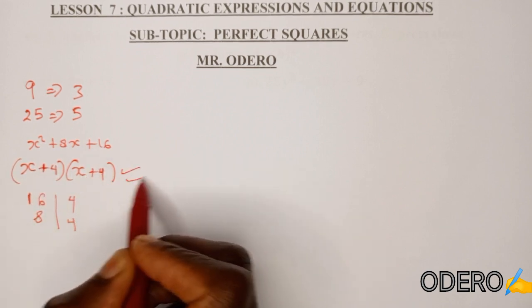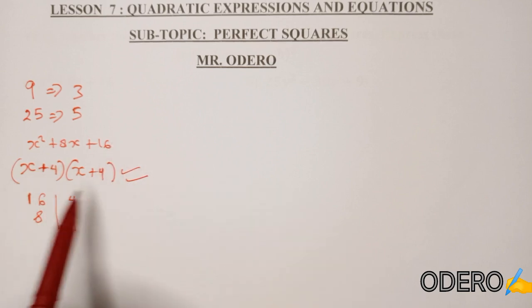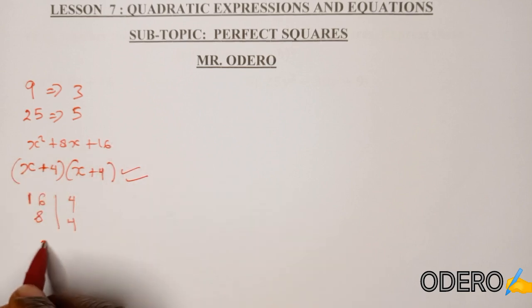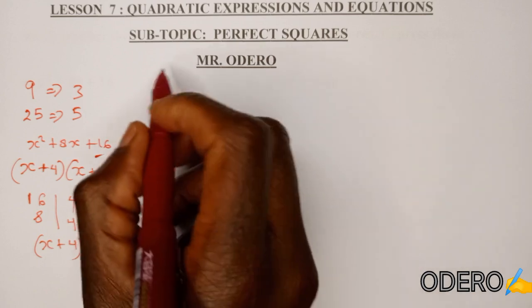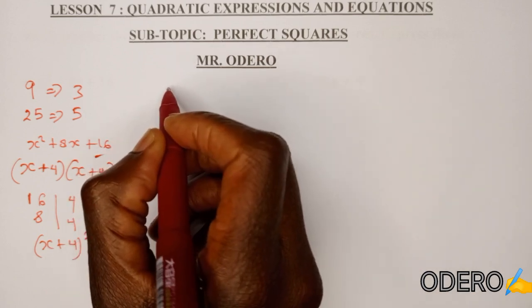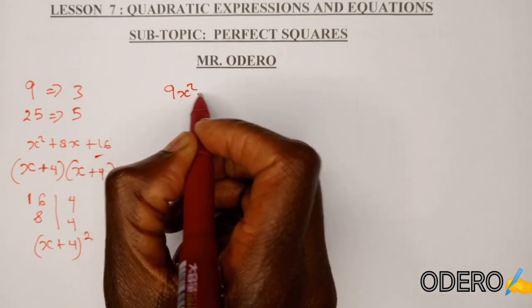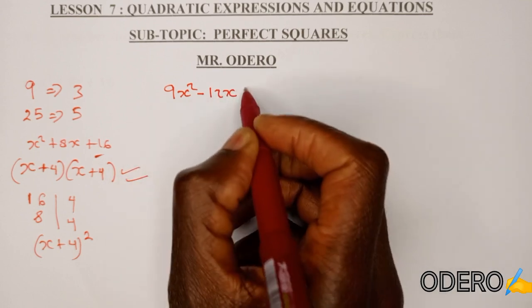When you factorize this one, it can be written as x plus 4 squared, factorized into a square of a single expression. And that is how you know when an expression is a perfect square. Another example, if I have 9x squared minus 12x plus 4.